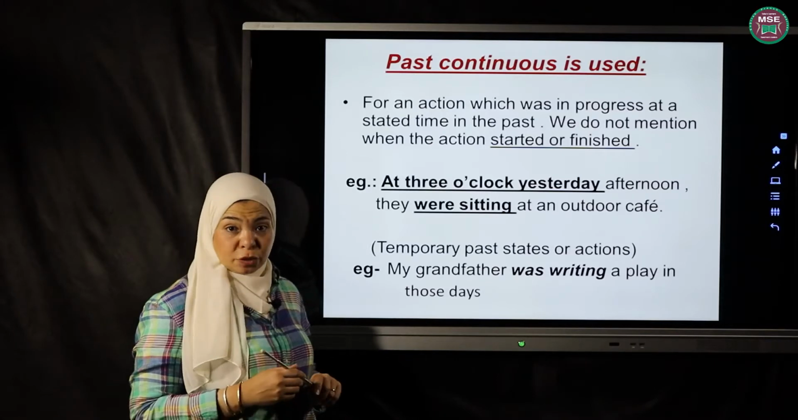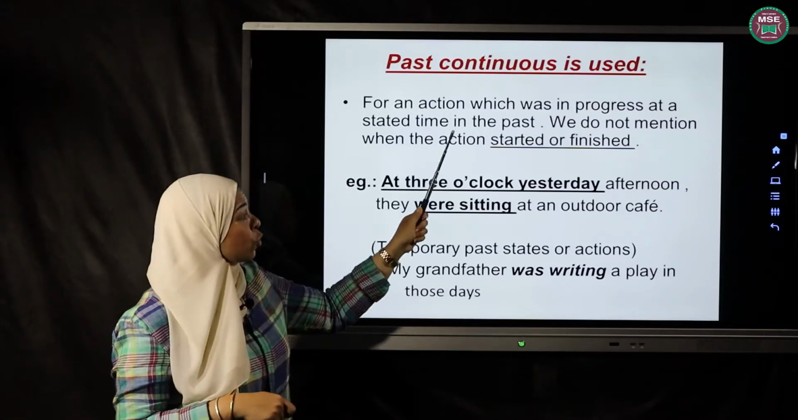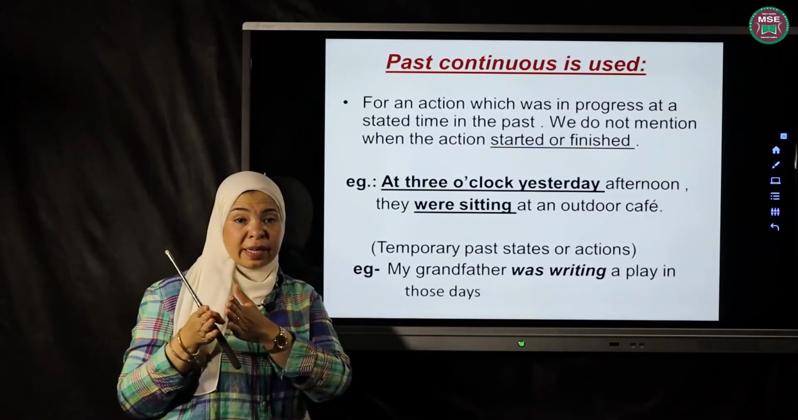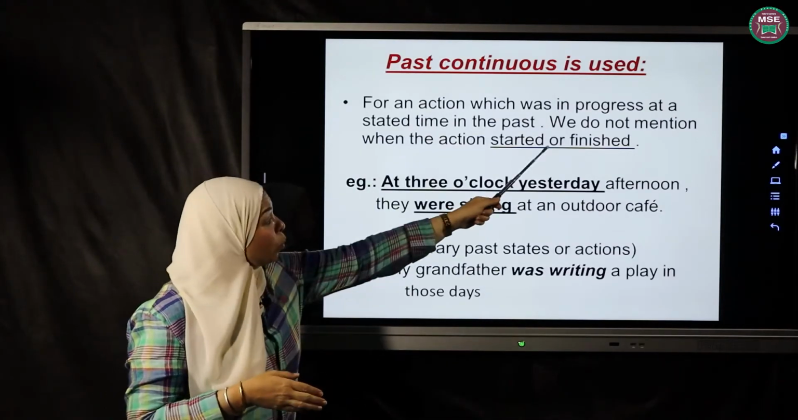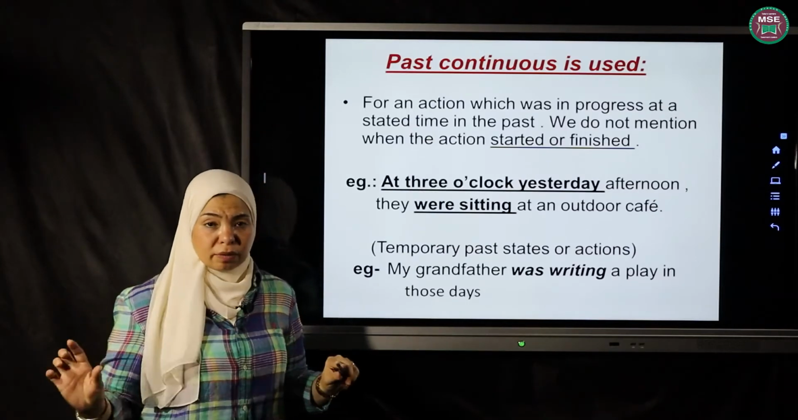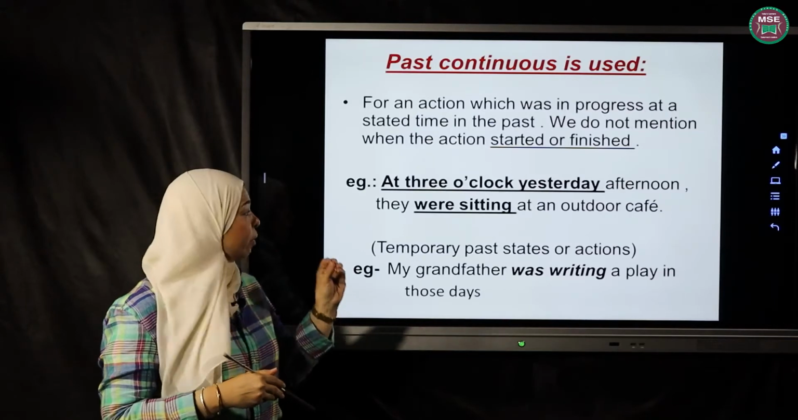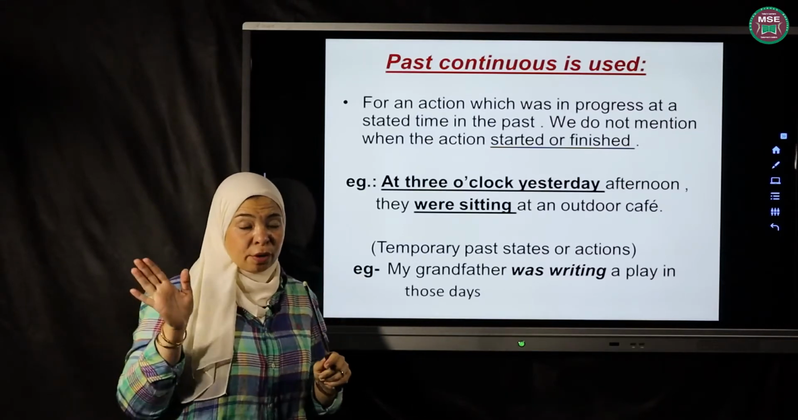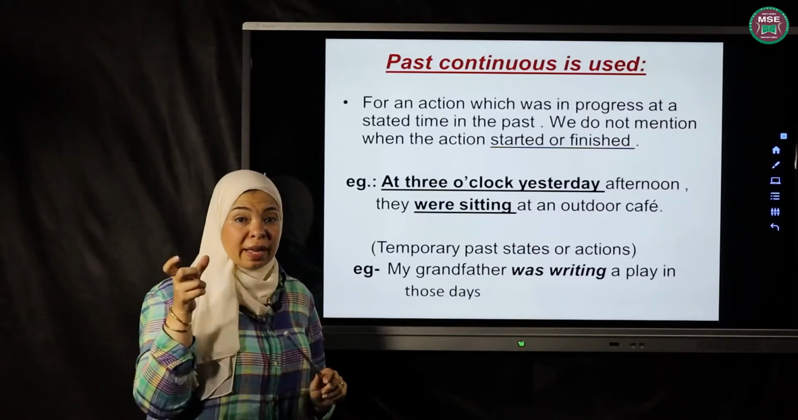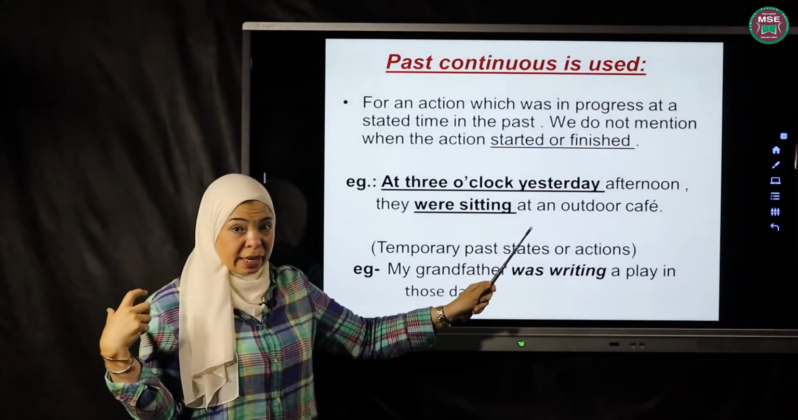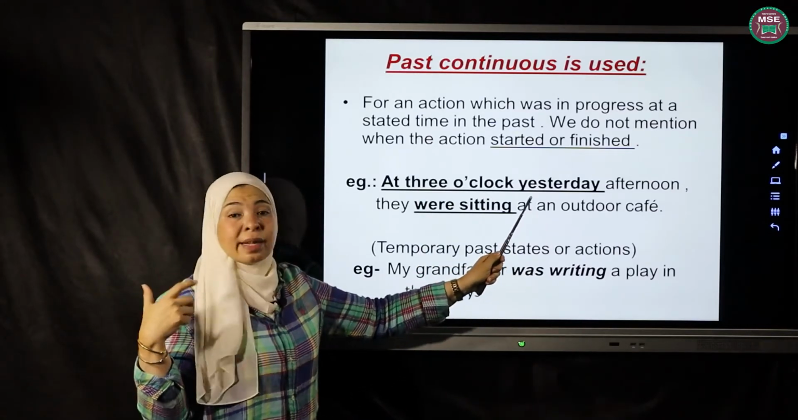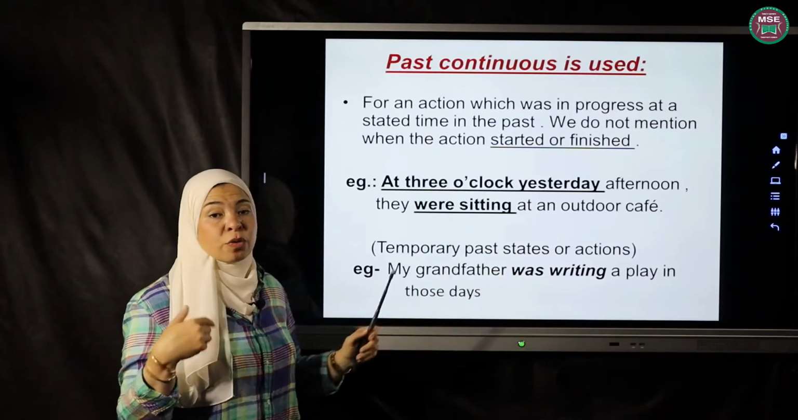The past continuous is used, the first point, for an action which was in progress at a stated time in the past. Progress means taking time in the past. We do not mention when the action started or finished. It's not mentioned in the sentence, okay? Like this example. At 3 o'clock yesterday, we were sitting at an outdoor cafe. At this specific time, yesterday in the past, so specific time plus yesterday or plus last, okay? This refers to the past continuous.